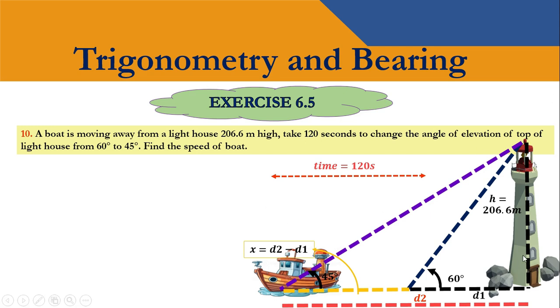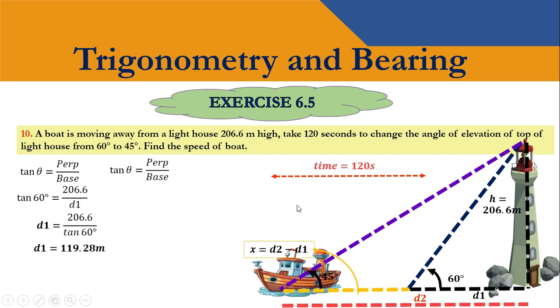Again, there are two triangles. We have the perpendicular value and we have the angle, so we will use tan theta. Tan theta is equal to perpendicular over base. In these problems we need to calculate the base value. So putting the value of the height of the lighthouse and the angle of elevation, we will get the first distance, which is equal to 119.28 meters. This is the distance of the boat when it is making an angle of 60 degrees with the lighthouse.